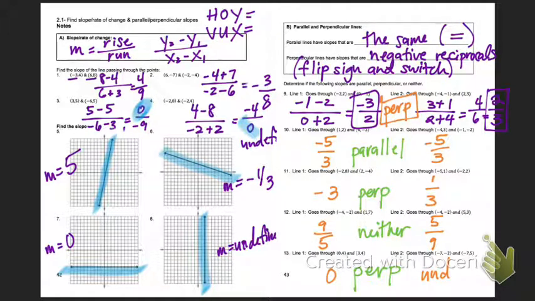I think the biggest mistake I'd make is just switching the X and Y, because I did that on number 10. I did negative 3 minus 1 instead of negative 3 minus 1.